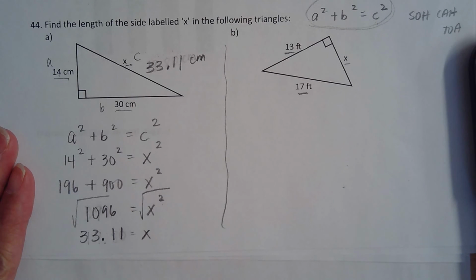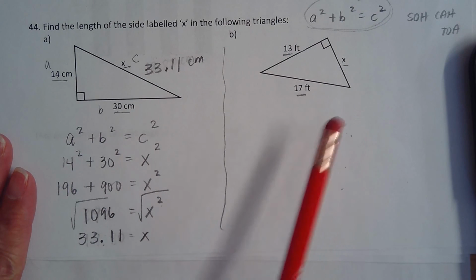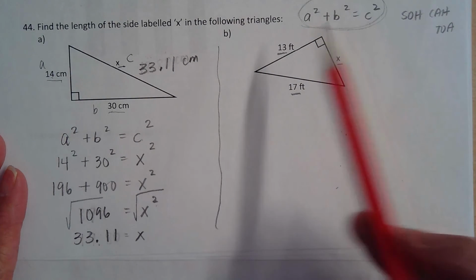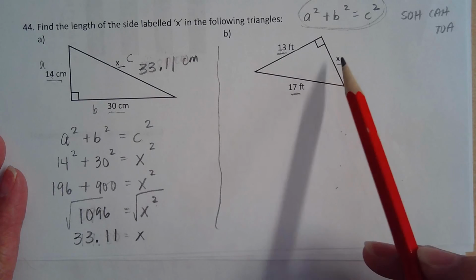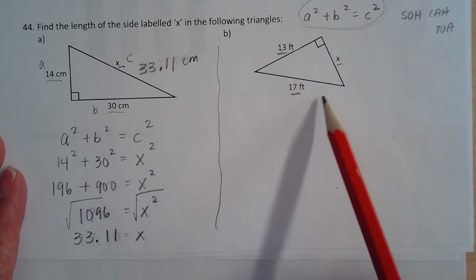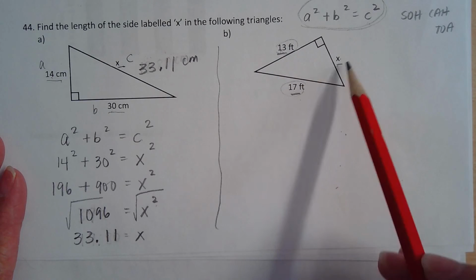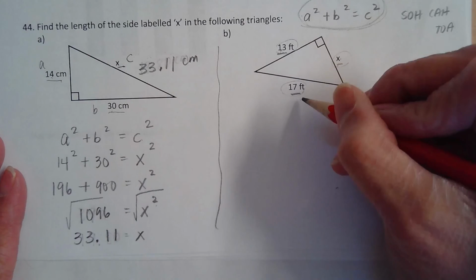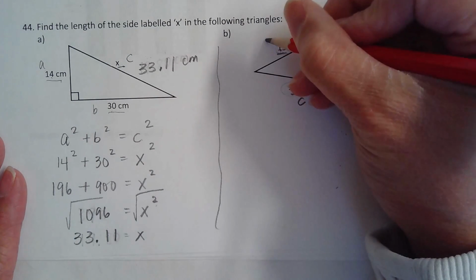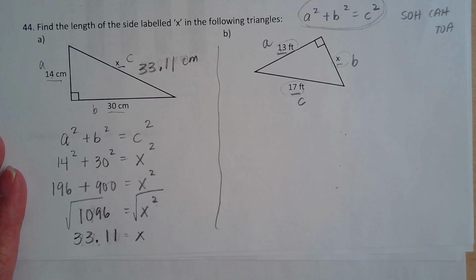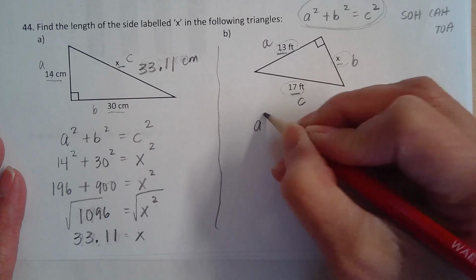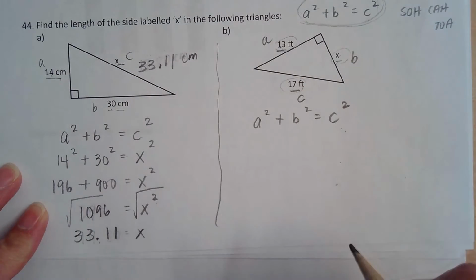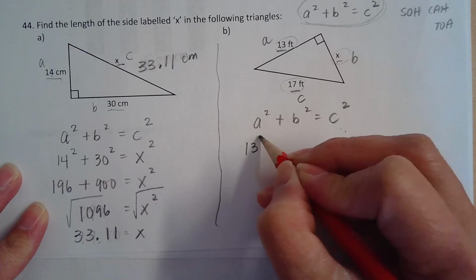Okay. Is that good? Now let's take a look at the next one. Side, side, and a side. See, all of the givens are sides, right? So we're gonna use the Pythagorean theorem. But in this case, this is the C, this is the A, and this is the B. So A squared plus B squared equals C squared.